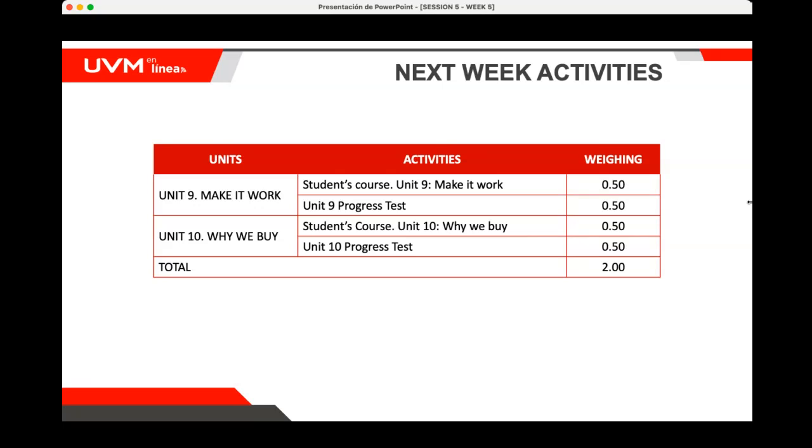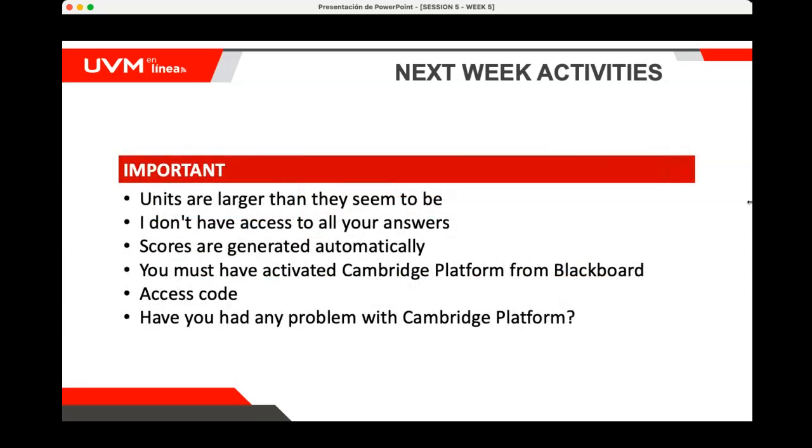Each of these activities is worth 0.50, and then at the end of the week you need to gain 2 points out of the total that we have at the end of the module. Okay, so 4 activities, easy, and each of the activities is worth 0.50.